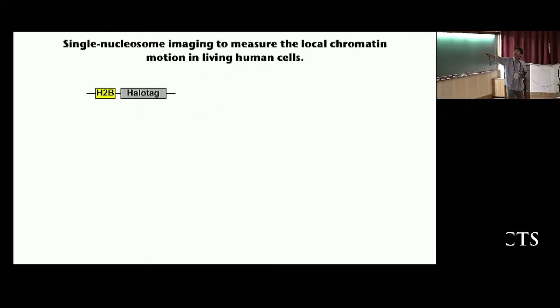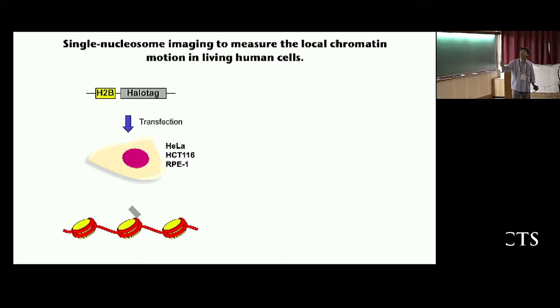To measure local chromatin motion in living cells, we have developed single nucleosome imaging. I'll briefly explain how it works. First, one of the core histones, H2B, was tagged with HaloTag and then stably expressed in cells such as HeLa, HCT116, and RPE1. As you may know, HaloTag can be labeled with HaloTag ligand, TMR, or other JF dyes. So we can label individual nucleosomes.